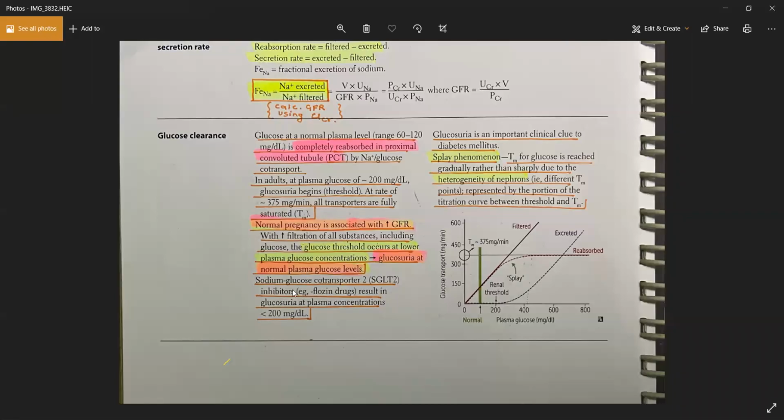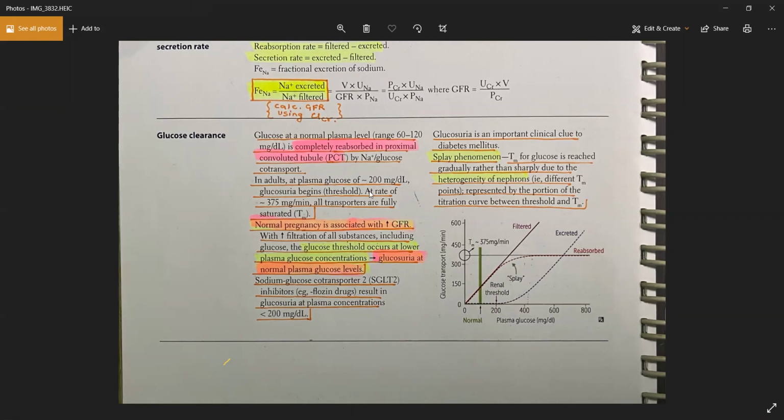So every transporter has a maximum saturation limit, right? After which it cannot transport that substance. Now, initially, I have a low glucose which is filtering in the GFR, entering into the tubules, and it is getting reabsorbed by my tubules, by all these SGLT2 transporters, right?